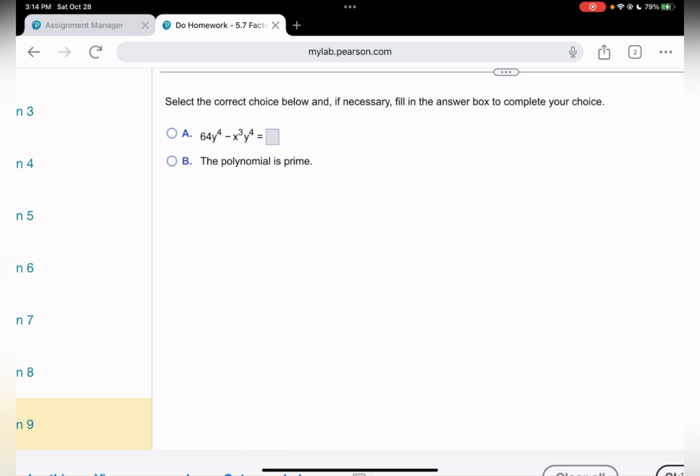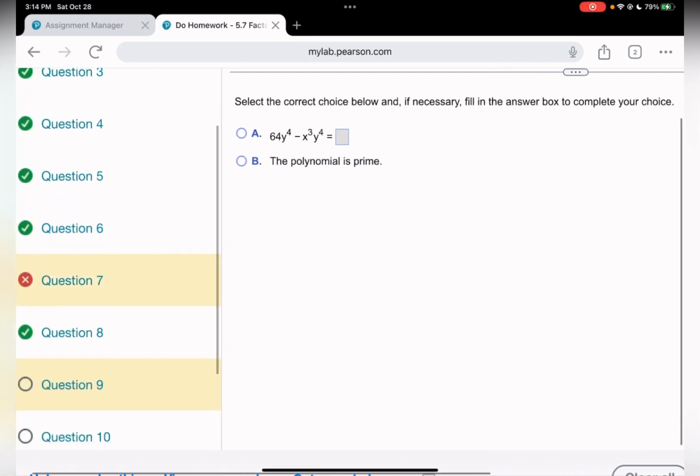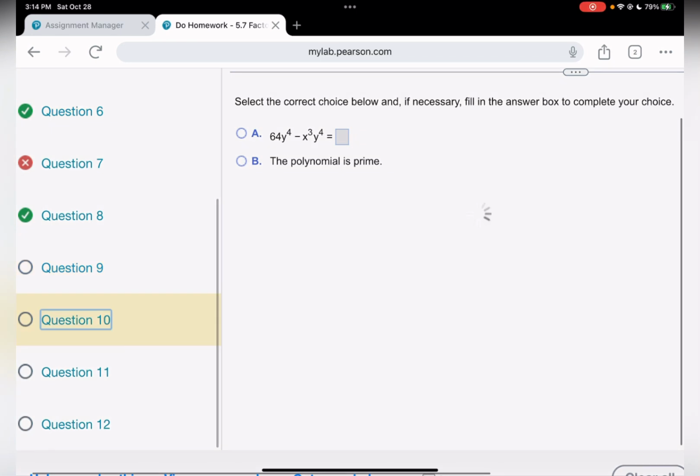Number 9. Okay, something similar. I think you can do it. You're going to take y to power 4, right? And it's going to be 64 minus x cubed. 64 is going to be 4 cubed, and minus x to power 3. Exactly the same way you're going to do it. All right, moving to number 10.